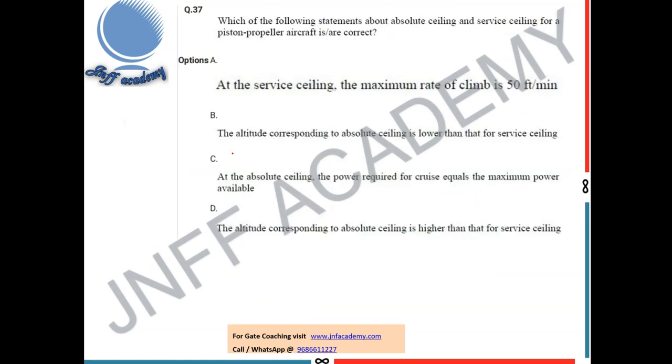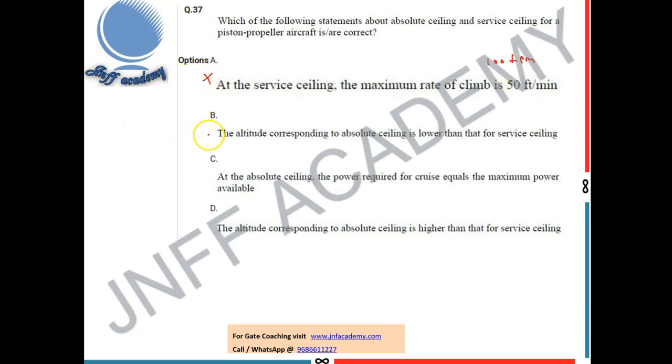Now, which of the following statements about the absolute ceiling and service ceiling for a piston propelled aircraft are correct? They have given a lot of statements about the absolute ceiling and service ceiling of the piston propelled aircraft, and we have to figure out what is right. At service ceiling, the maximum rate of climb is 50 feet per minute. Actually, at service ceiling, the maximum rate of climb is 100 feet per minute. But in the question it is given as 50 feet per minute, so it is a wrong statement.